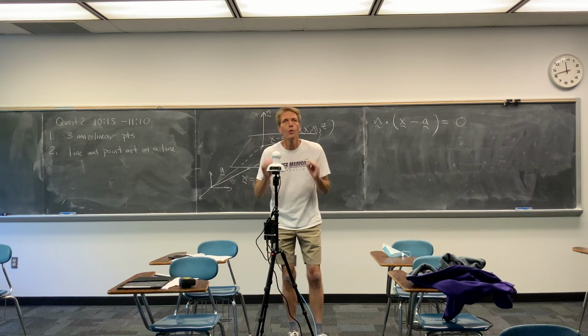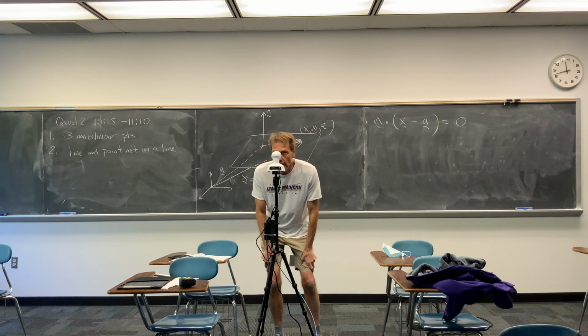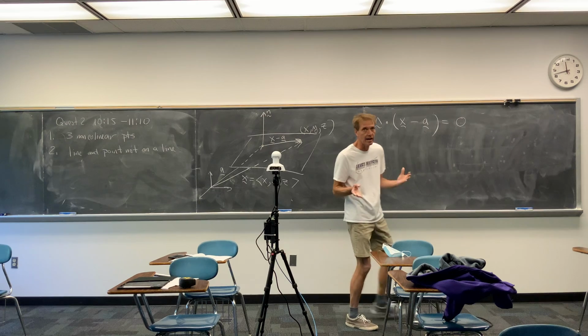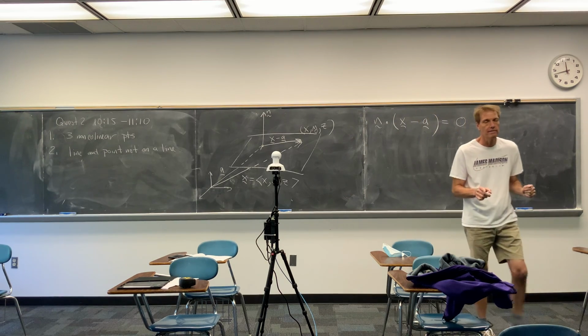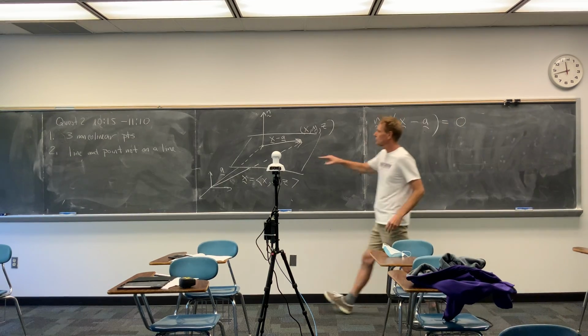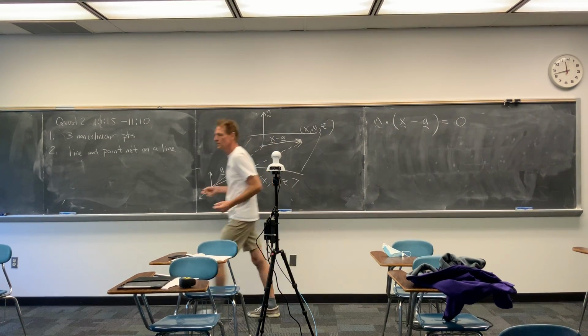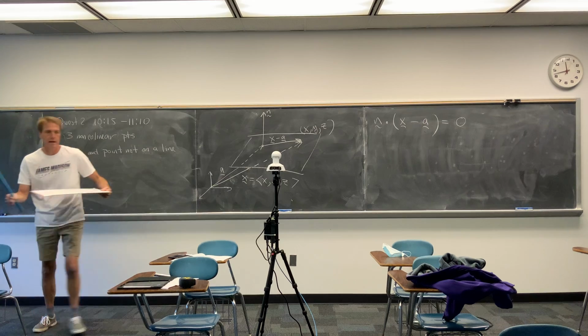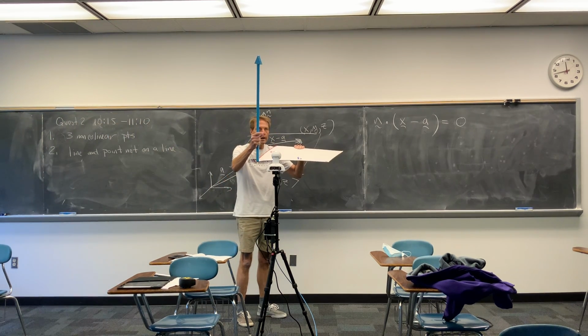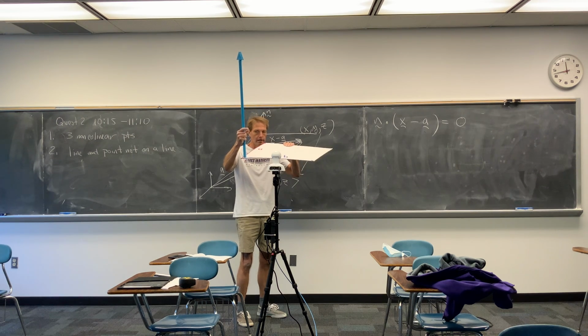Now let's see how good you are at visualizing three dimensions. Look at that diagram. What does the vector X minus A, as we draw it, lie in? It lies in the plane. This vector X minus A lies in the plane. So let me grab my plane segment over here. So here's my plane segment. This is my normal vector. I'm going to put this in my mouth, which is going to disgust me.